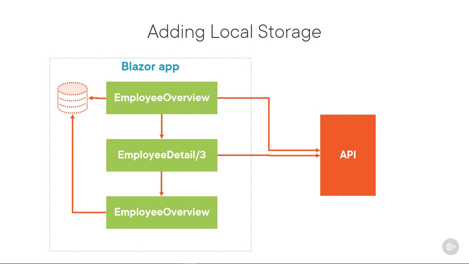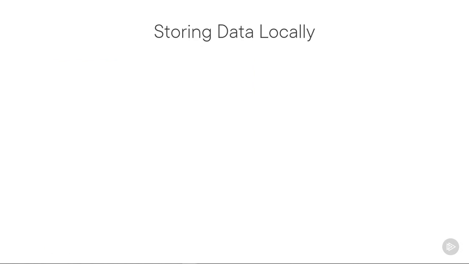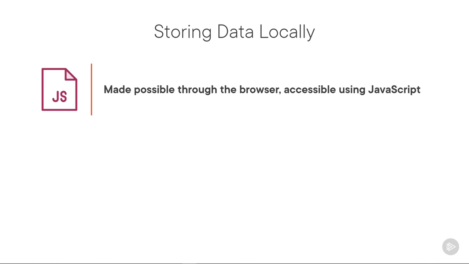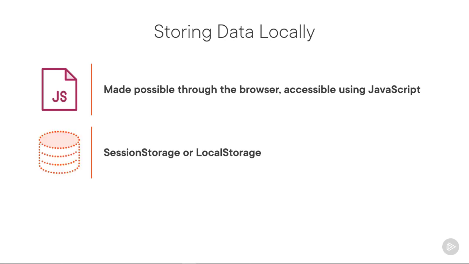Yes, it works a bit like a cache, and of course we'll need a way to make sure that the data isn't stale. But the general idea here is that we can store data locally and thus reduce the amount of calls to our API. Storing data in the browser isn't a Blazor thing. It's a browser API that comes with modern browsers. In regular web applications, we can use JavaScript to interact with this data storage. It's known as session storage and local storage.